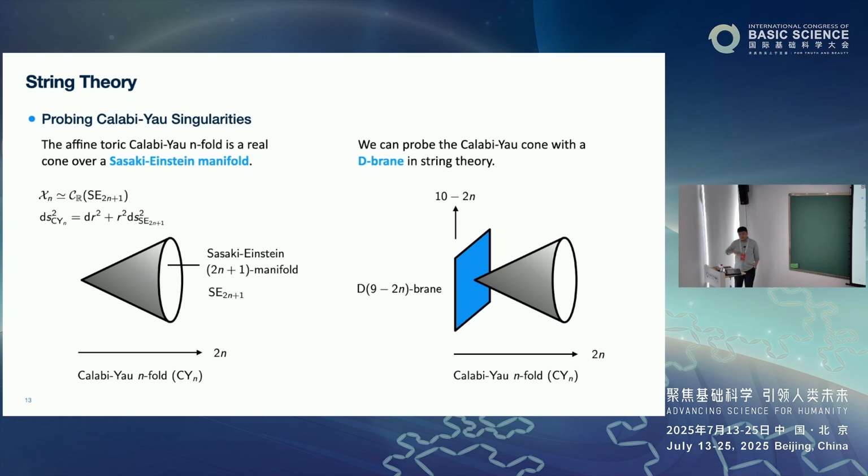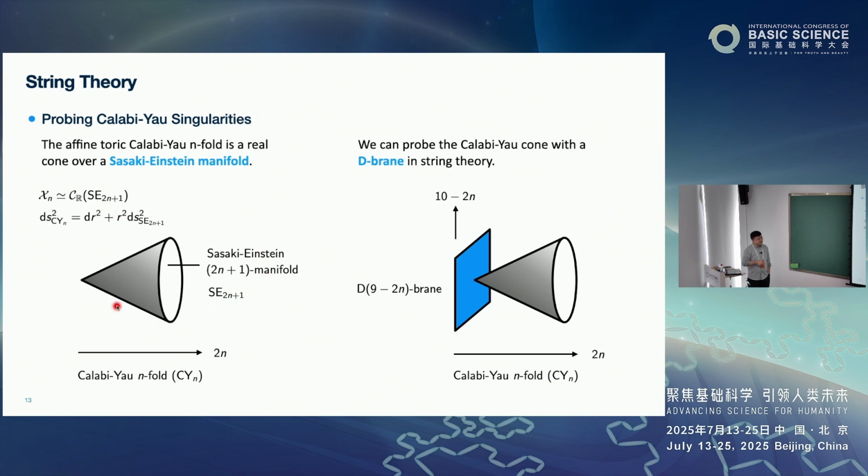So from a point of view, not just from toric geometry, but also from differential geometry, you can think of these toric Calabi-Yau n-folds to be real cones over a Sasaki-Einstein manifold. So for a Calabi-Yau n-fold, this is a 2n plus 1 real dimensional Sasaki-Einstein manifold. And for some of them, the metric is known explicitly.